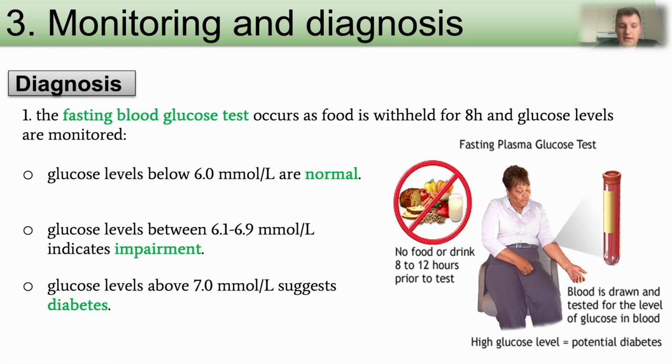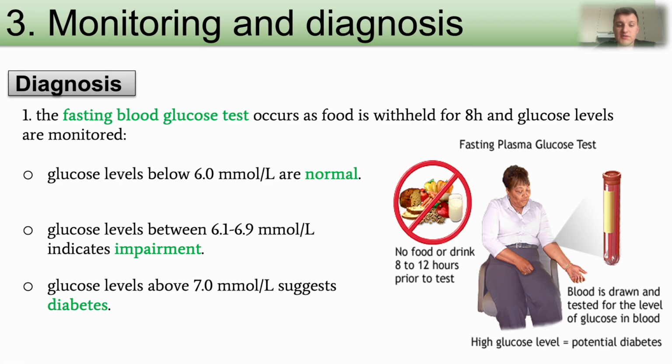So the first one is called the fasting blood glucose test. This occurs as food is withheld for 8 hours and glucose levels are monitored. If you know someone who's done this before, the doctor or the person doing the blood test will ask the patient not to eat for 8 hours before. So at night you stop eating. And so then we see how much glucose is there.